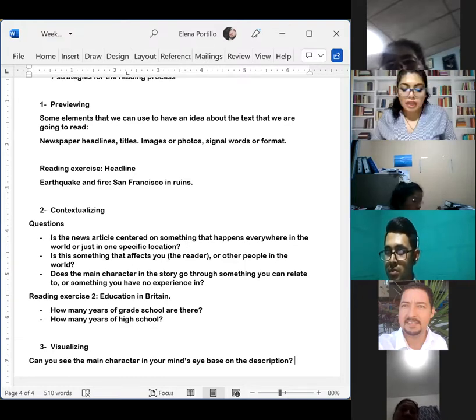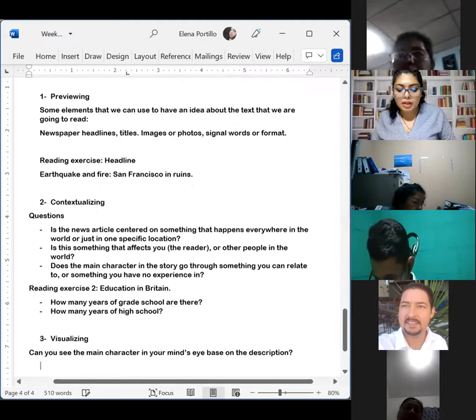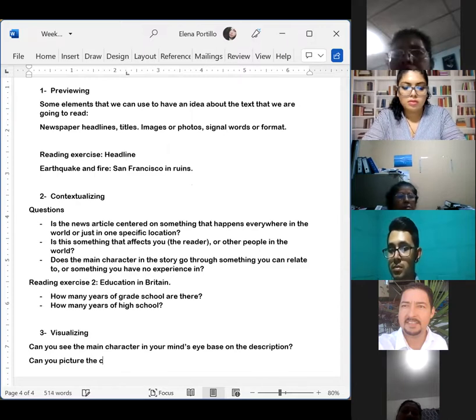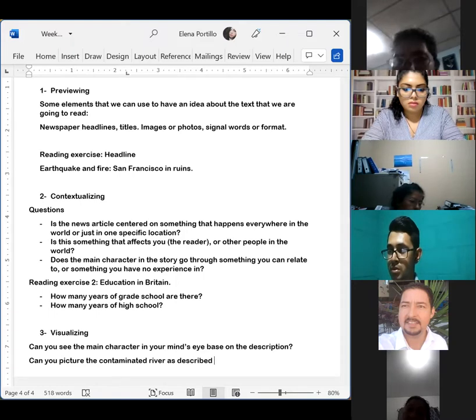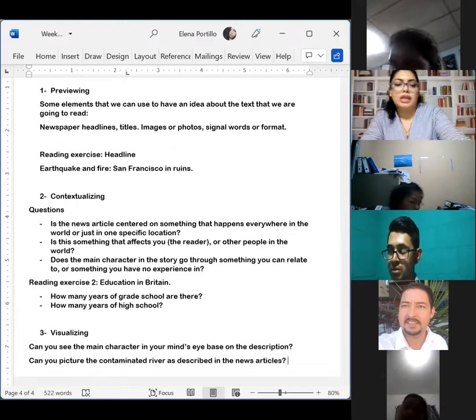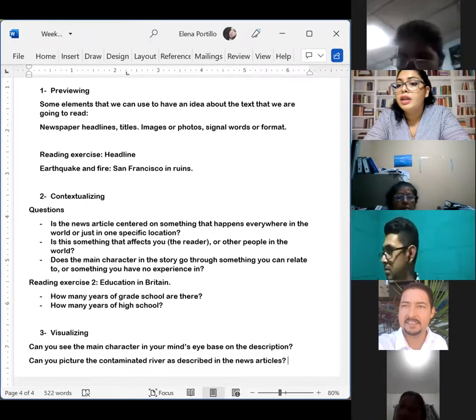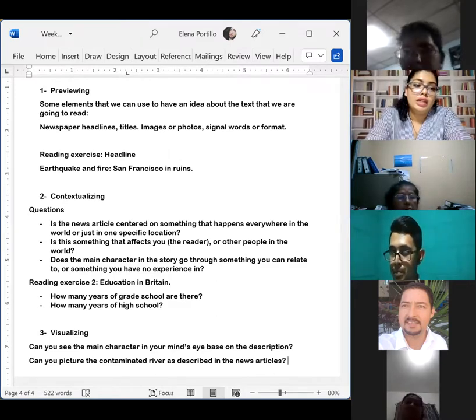Then, can you picture the contaminated river as described in the news article? So in this case, when we are reading an article in the newspaper, we can read something about a river that is very, very contaminated with garbage. And in that moment, we can visualize the place. We can see through the words the specific place that the article is talking about. So we can create all of those things in our minds, and that's the third part.